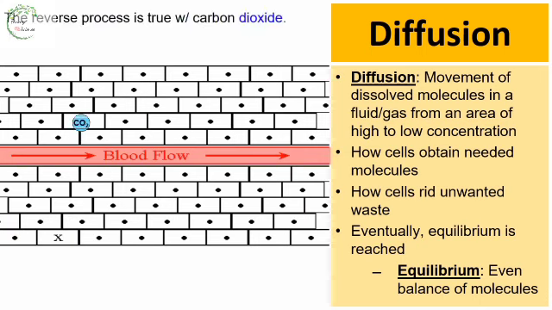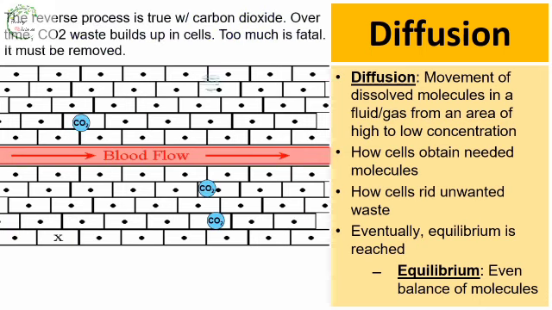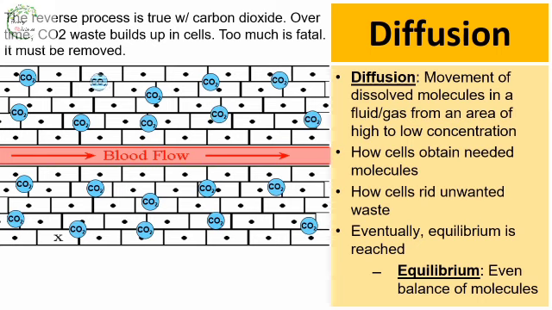But you know, the reverse process is true with carbon dioxide. Over time, your cells will generate carbon dioxide waste, and too much can become fatal, so it's got to get removed. Look what's happening. These cells have generated carbon dioxide waste. How do we get rid of it?